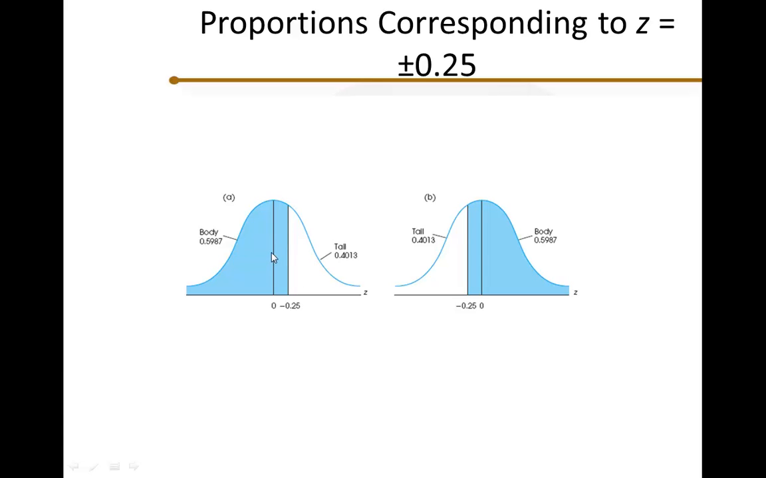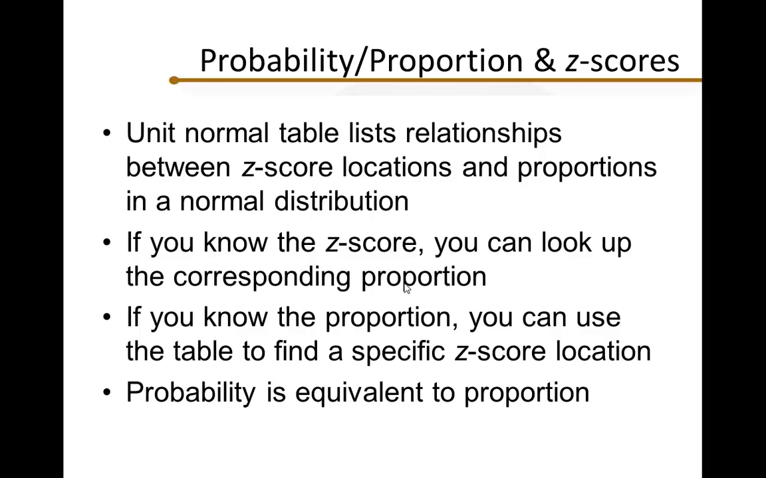If I look over here, the proportion in the body, 0.598, or about 60%. 60 plus 40, 100% of the distribution. Okay. If I look at a negative 0.25, then it switches. This becomes the body because this is the bigger chunk. So we have about 60% above a z-score of negative 0.25 and about 40% below it.